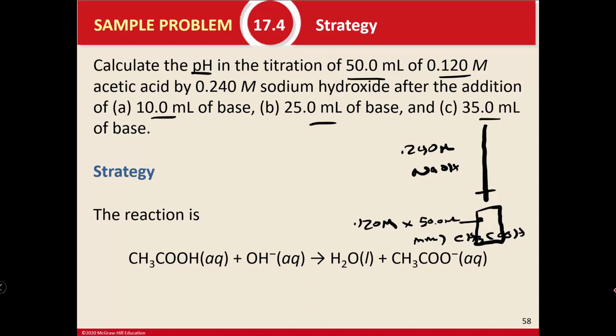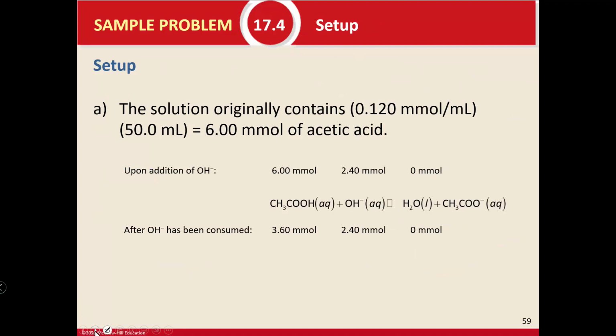So here's what's going on. Let's write the equation. It's the acetic acid in the container reacting with the hydroxide ion of the strong base. Notice the sodium is a spectator ion, so it's taken out. That forms water and the conjugate base of the weak acid, which is the acetate ion. So you've set up an ICE table.